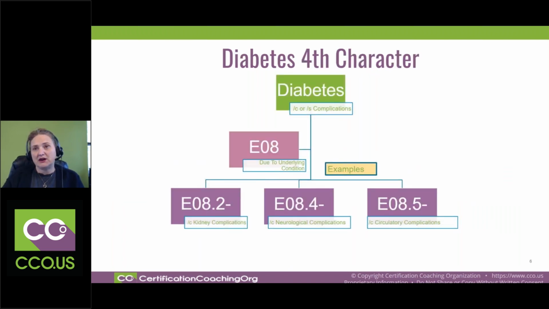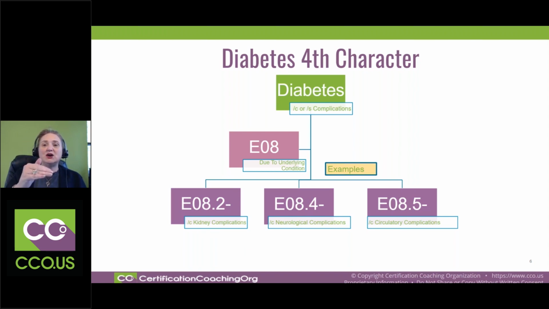Now, the fourth character for diabetes, when we look at E08, you could have 2, which is kidney complications. So your patient could have CKD or some other renal complication, and they would be an E08.2. Or if they have neurological complications, it would be a 4, E08.4. Polyneuropathy has developed. And if you have an E08.5, that's with circulatory complications, maybe hypertension.